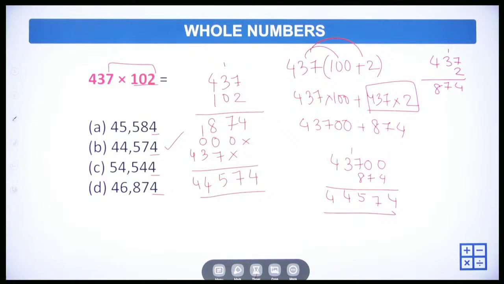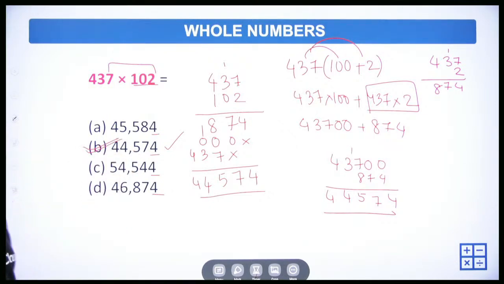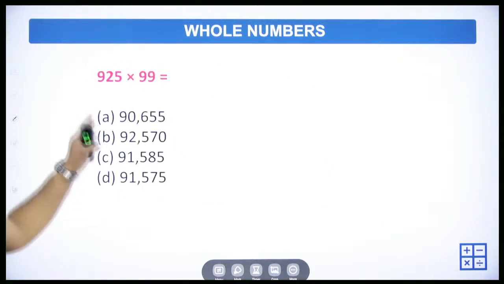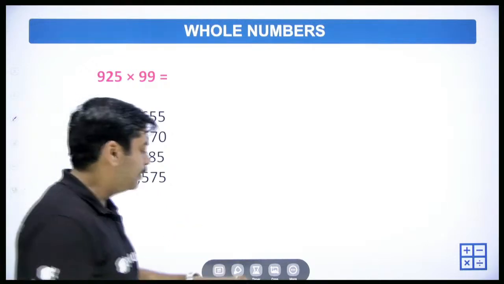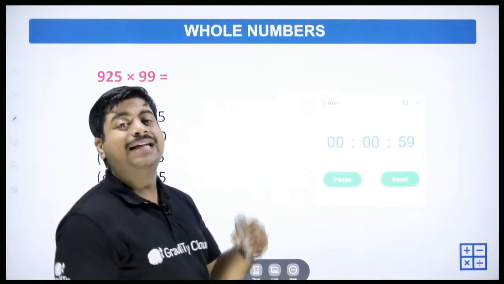Right. So what is the answer for that? 4 4 5 7 4. So option B is the correct answer. So let's move to the next question. 925 into 99. Once again, I'm giving you time. Please try to use whatever tricks you can and do it as fast as possible.